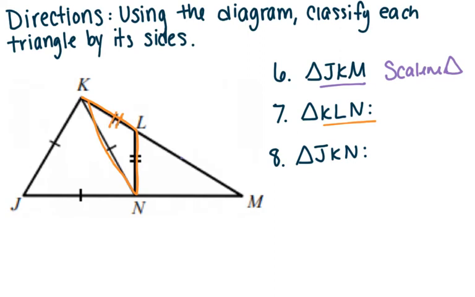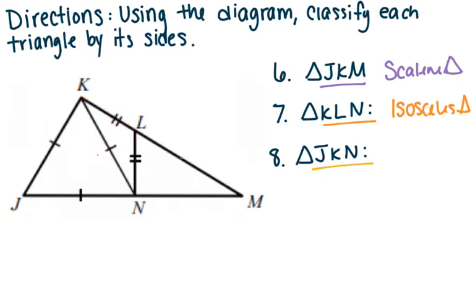Alright, so these two sides have 2 markings on them, which means those 2 are congruent. And then this third one only has 1. So it only has 2 congruent sides. And when you have 2 congruent sides, that's your isosceles triangle. Alright, and then the last one, you can probably guess what it's going to be.